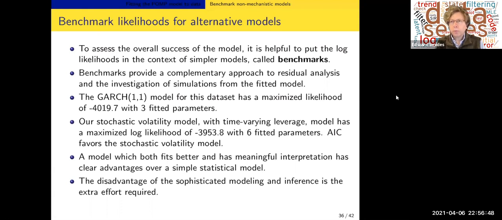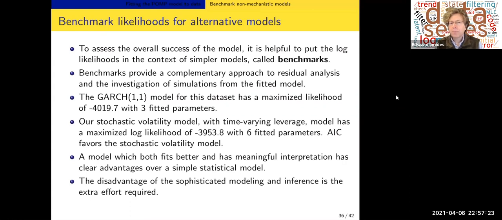Now, we've already calculated the likelihood by GARCH. It's interesting to think of the relationship between the GARCH likelihood and the stochastic volatility model. It has time-varying leverage, but in actual fact, our MLE essentially does not have time-varying leverage. It just has a stochastic volatility model with leverage. That gave us a maximized log likelihood of -3954. The GARCH log likelihood was -4019. Well, GARCH has 3 parameters.